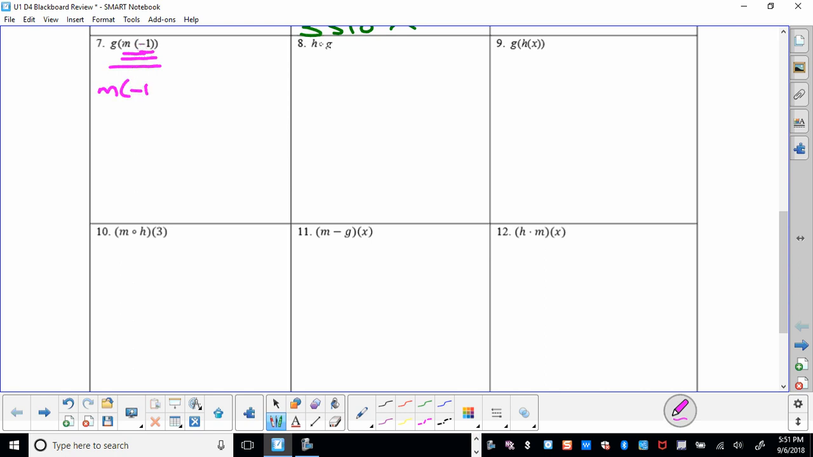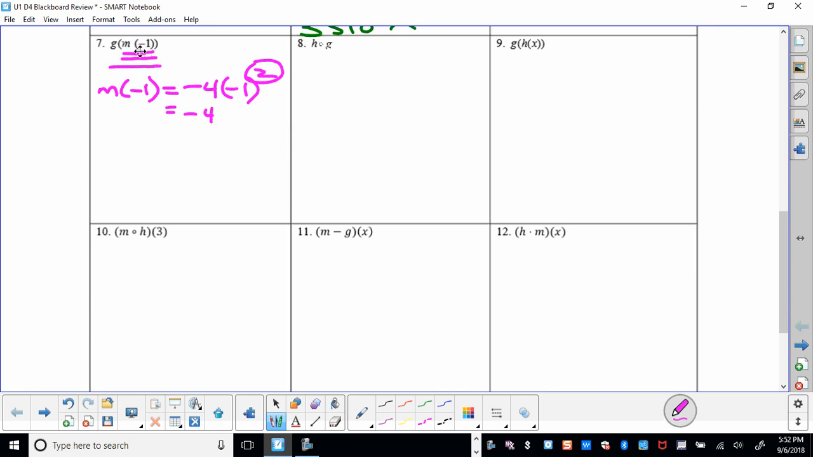So M of -1, that means I write M out, right? I go back and write out M, and wherever I see an X, I'm going to put in a -1. So M is -4x squared, and now here's an X, so I'm going to put a -1 there and square it. Using PEMDAS, I've got to do the exponent first. So -1 squared would be +1, times -4 would be -4. All right, so M of -1 is -4.